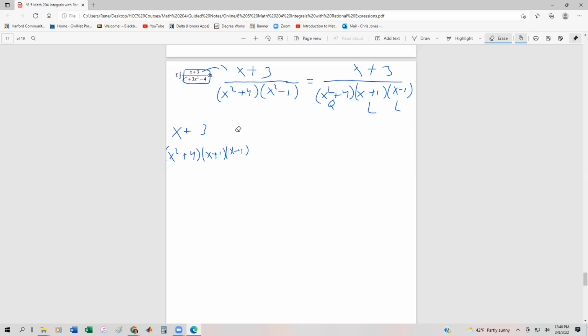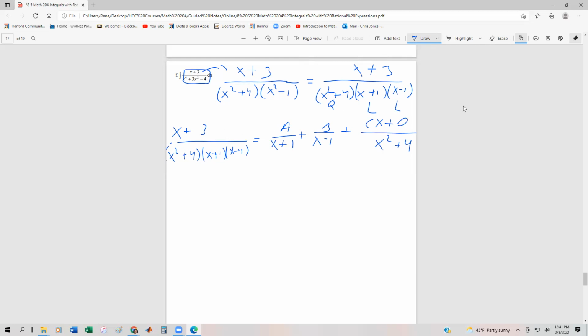All right, so we have that. We're going to have one linear term, which is A over x plus 1. We have another linear term, which is B over x minus 1. And then we have Cx plus D divided by x squared plus 4. If we multiply everything through by the common denominator, that's going to wipe out a whole bunch of stuff.